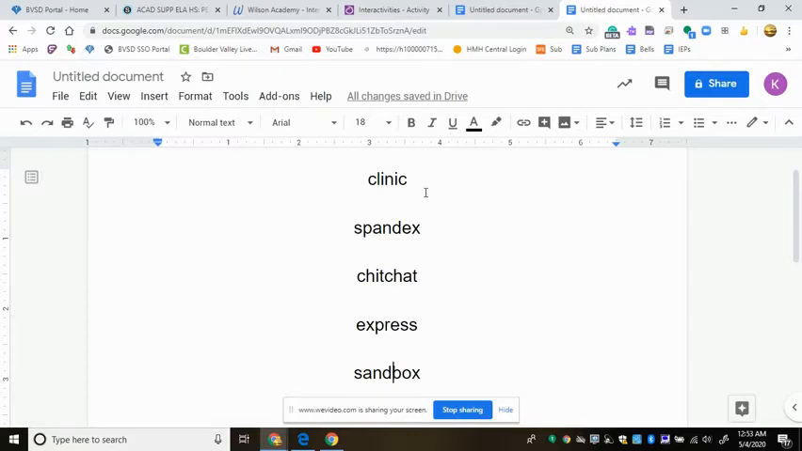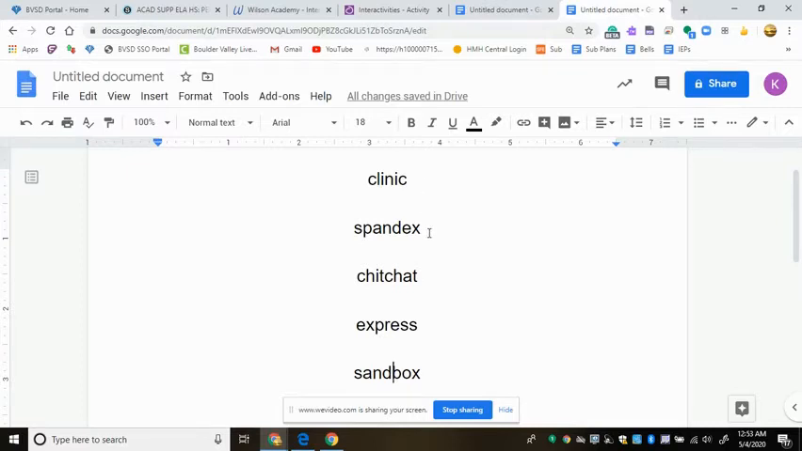The first word is clinic. How many syllables are in clinic? 2. So we're going to identify the first syllable. The first syllable is clin, and it stops right after the consonant N right here. And then it begins with ic, the second syllable. Clinic. Have you seen that word before? Maybe you went to a healthcare clinic to get a shot or a checkup.